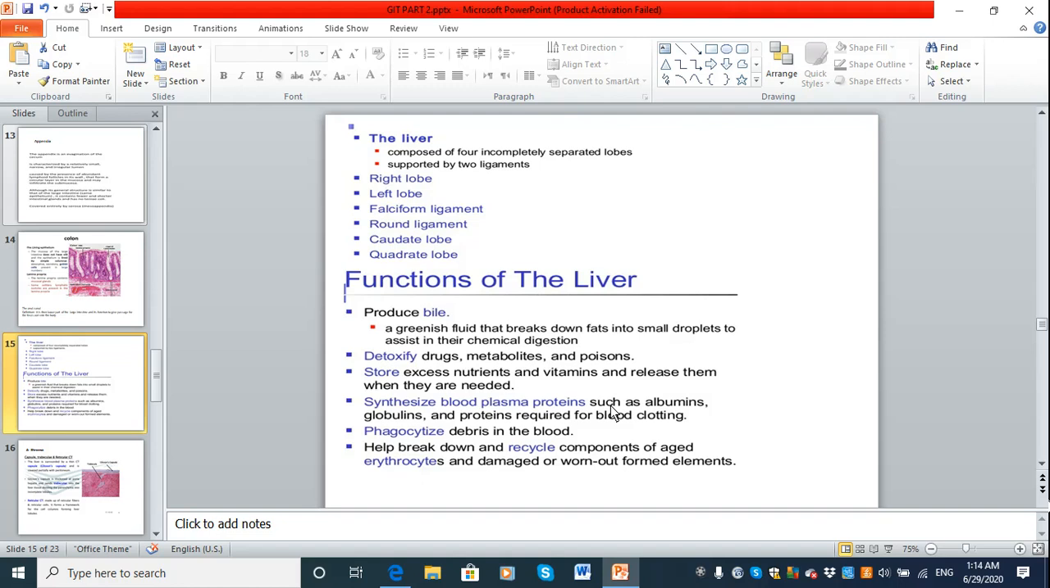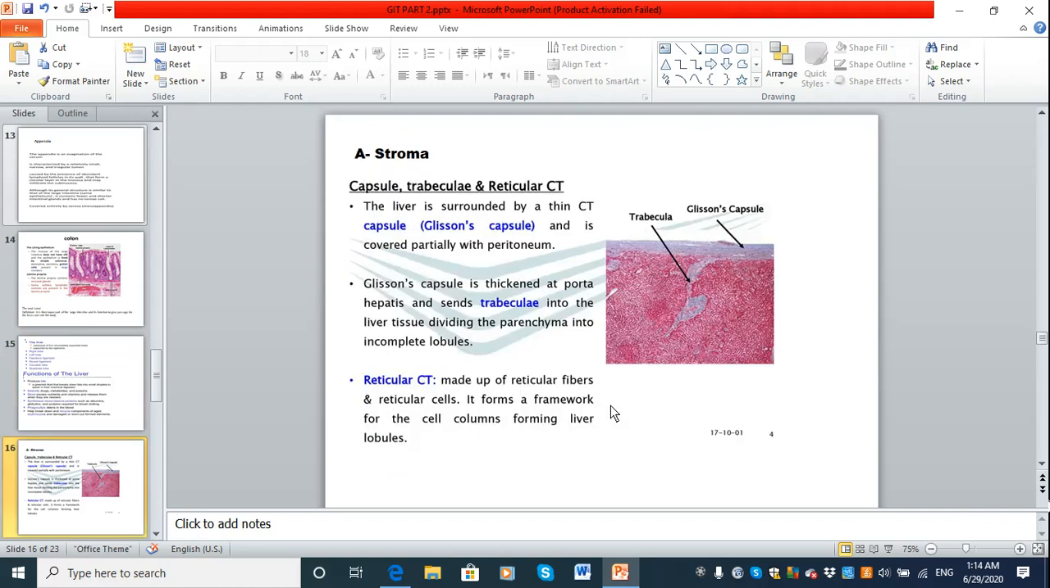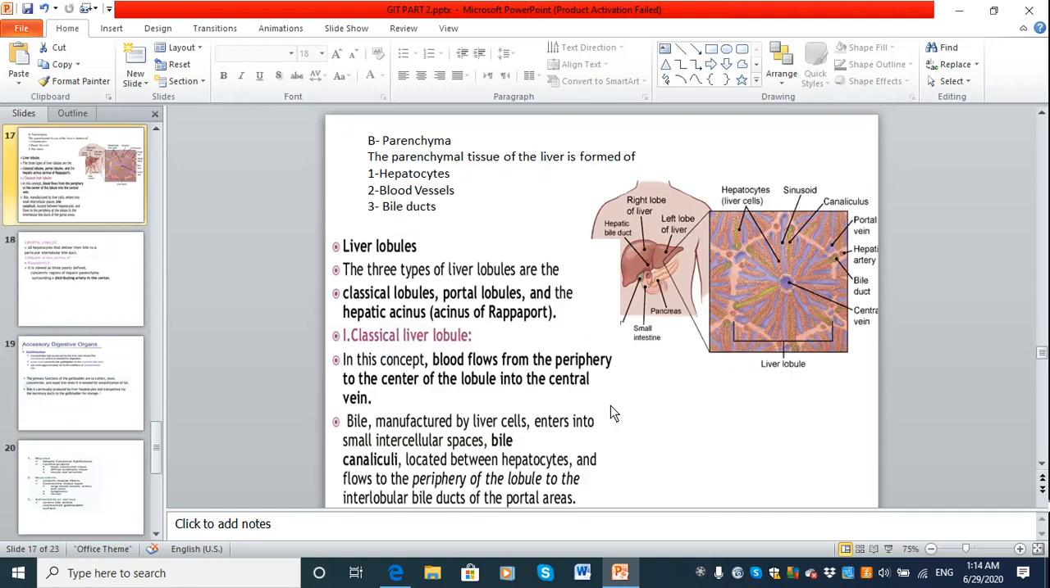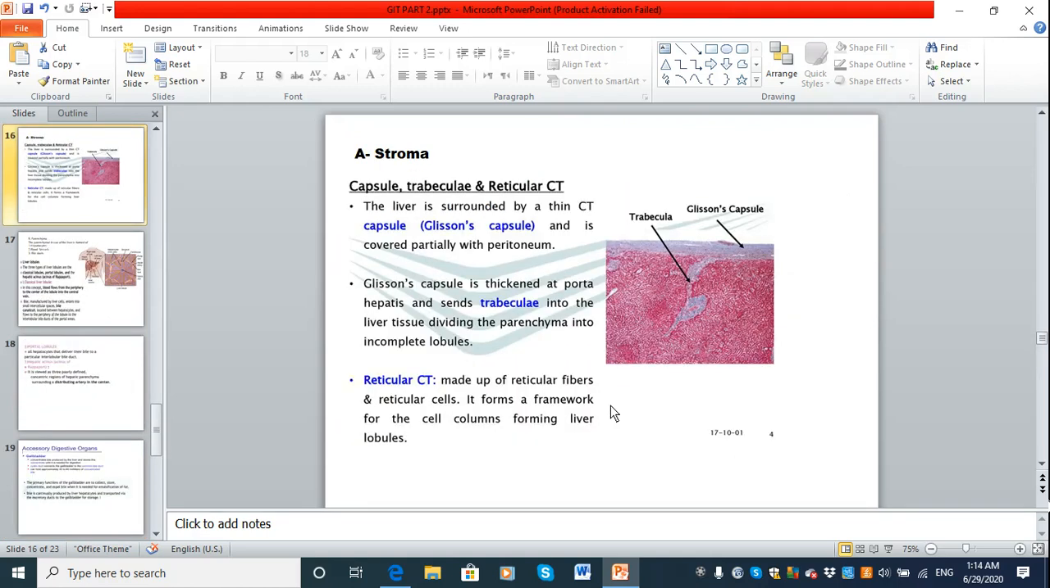Phagocytosis is the immunity role, and it also helps to either break down or recycle aged or damaged, unhealthy erythrocytes. The liver is classified into two areas, either stroma or parenchyma. The stroma is like the capsule, trabecular, and reticular connective tissue. The liver is surrounded by thin connective tissue, okay?